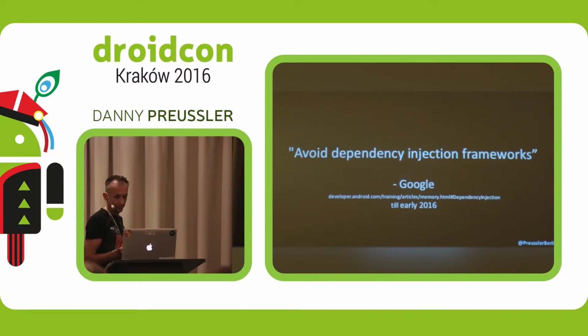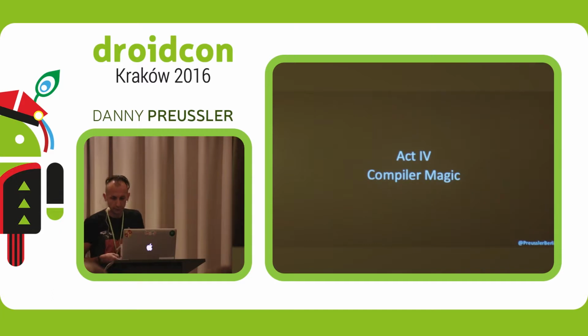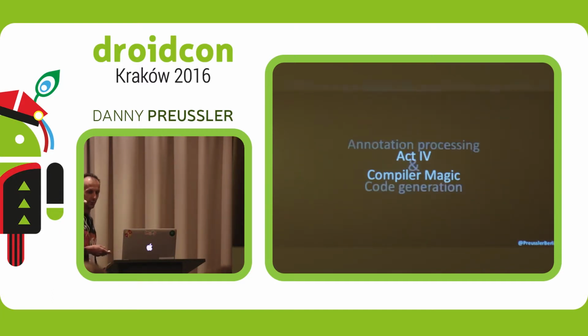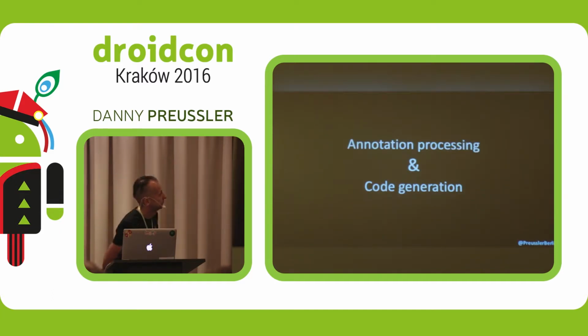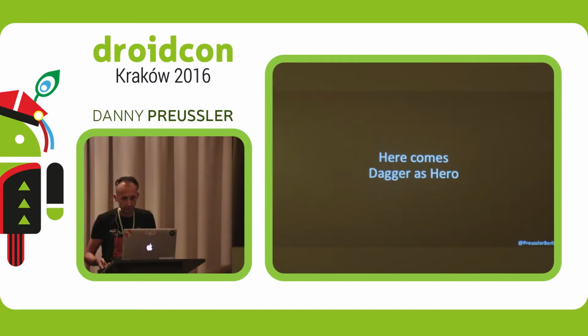But then at some point, something happened, and we started with that compiler magic. And we had a whole talk about this today. Basically, annotation processing and code generation came together with that guy called Dagger. A company called Square, we all know it, built Dagger, which basically did the same thing as Roboguice, but at compile time, at least most of it.